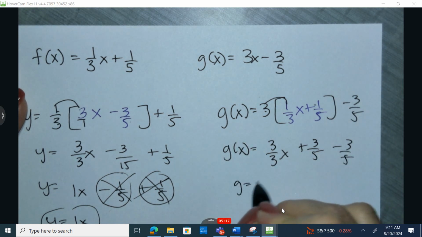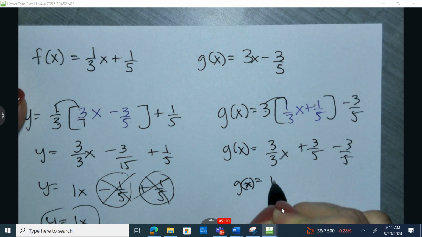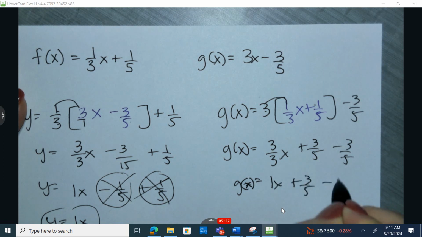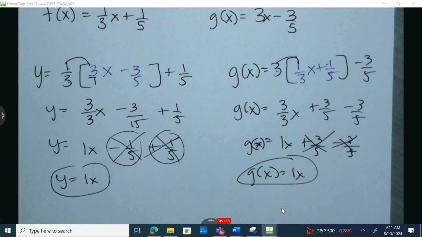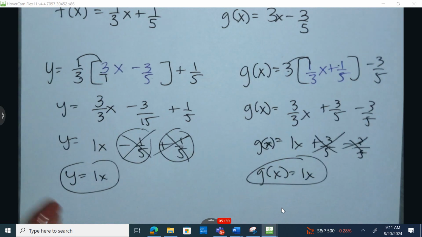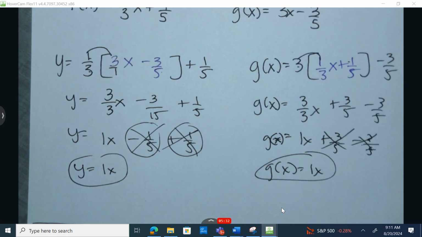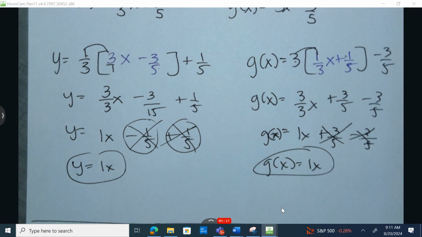3 over 3 is equal to 1. And these are additive inverses. That means they're directly opposite. They cancel out, and I end up with g of x equals 1x. So did I just prove that they are functions, yes or no? Yeah. They are functions of one another because I got y equals 1x, or y equals x both times. Okay, so yes, they are functions of one another.